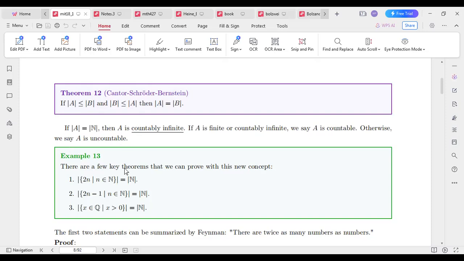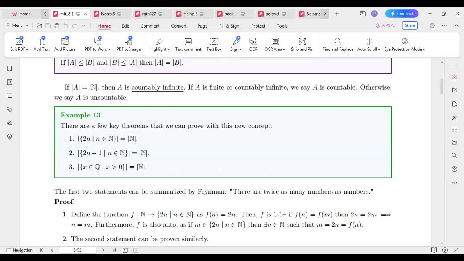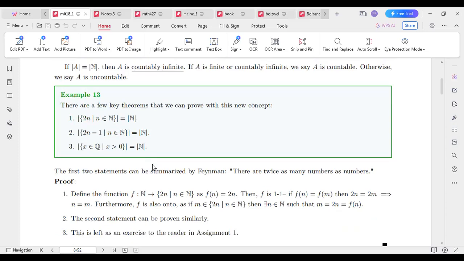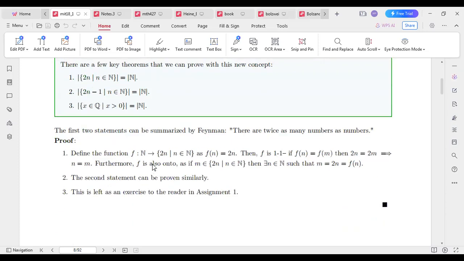So for example, there are a few key theorems that can prove things with the new concept. Actually, twice n, that means the even numbers, such that n belongs to the natural numbers, has the same cardinality as the natural numbers. And similarly, odd numbers will also be countable. And if x is an element of the rational numbers with x greater than 0, then it is also countable. So we can prove it easily.